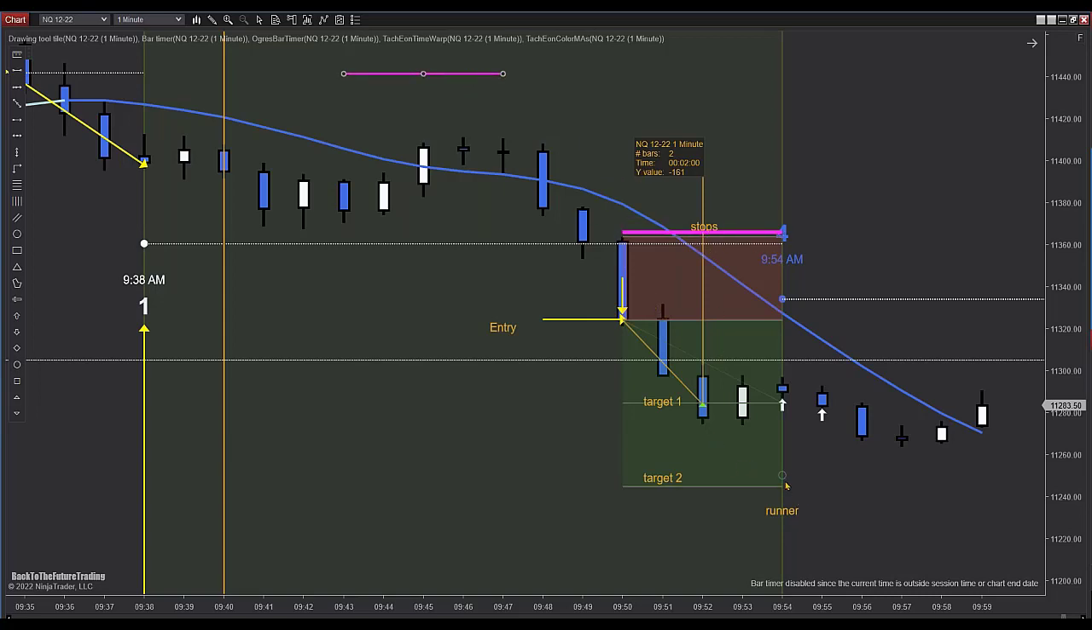We don't hit our target 2. We still have 2 positions on. As soon as target 1 is hit, move stops to break even, so you're free and clear. And then the other 2 positions don't come down and hit target 2. We have to close them both, 3, 2, 1, at 9:54.